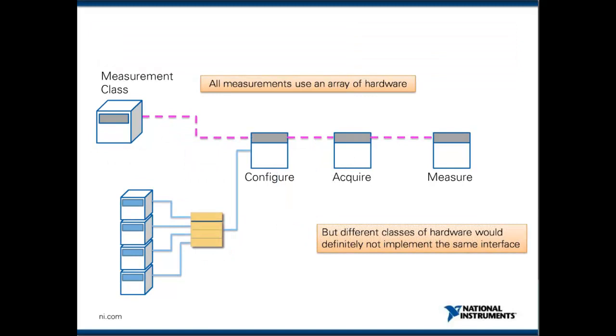Well, all measurements, in theory, use an array of hardware. It might be one device or an array of devices. But in order to pass this array of devices down a common wire, they need to all have a common parent. Because remember, if you're building an array of classes, that wire will be of type belonging to the common class that is a parent of everything along that wire. And so in this case, that wire we're seeing between the array and the configure method will almost certainly have to be a generic hardware class.